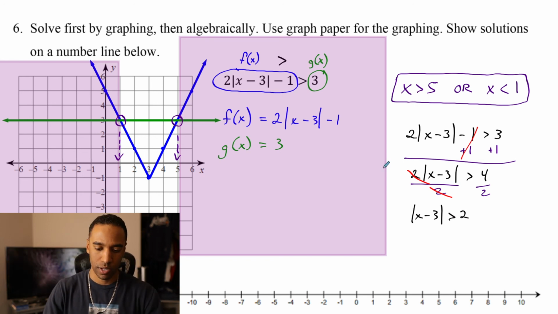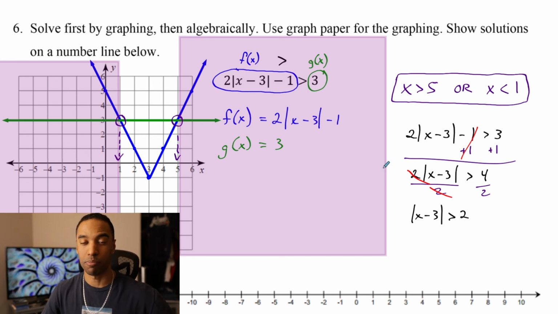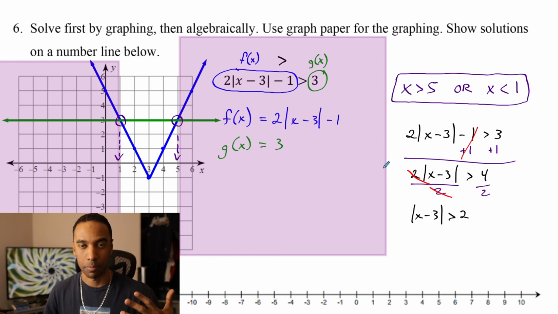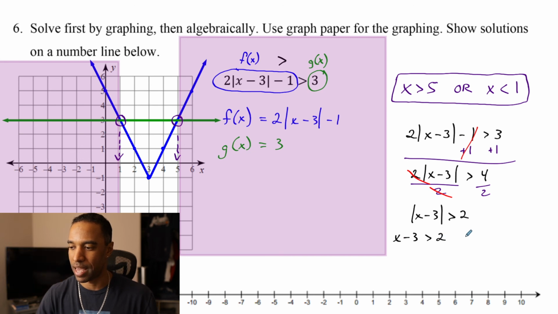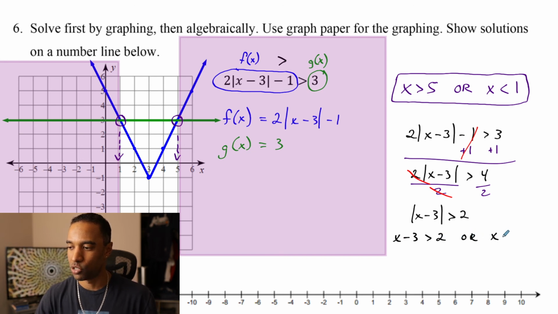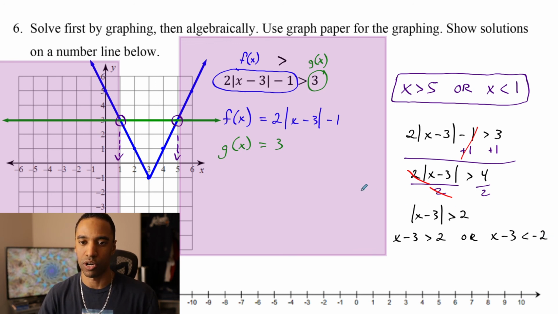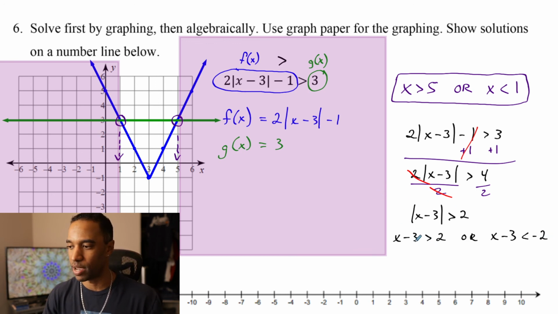And now this is where we create 2 different conditions, as the absolute value has to be greater than 2. Either the inside guy has to actually be greater than 2, or it would have to be less than negative 2. For the same reasons I mentioned before, we have to stay outside of 2 units from 0 in either the positive or negative direction.